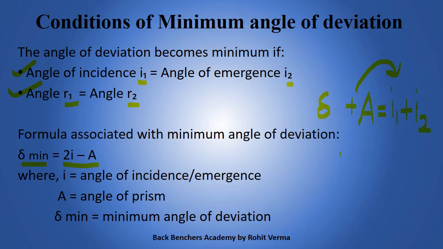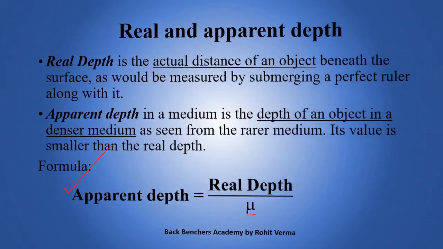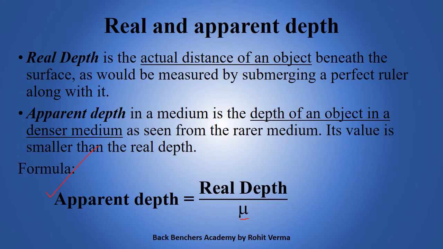Let's proceed forward to our next topic, everyone, which is real and apparent depth. As the name says, it's pretty easy. Real depth means the actual depth of a particular object or substance from its point of observation. So it's the actual distance of an object. This underlined thing is the key point, and it is important. It's the actual distance of an object beneath a surface as would be measured by submerging a perfect ruler along with it.